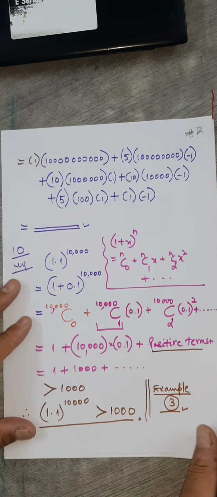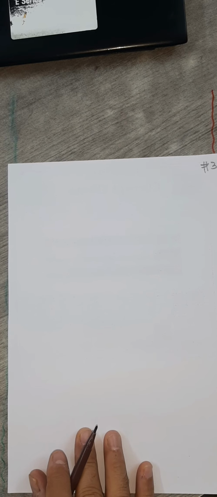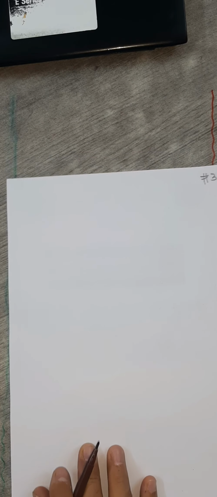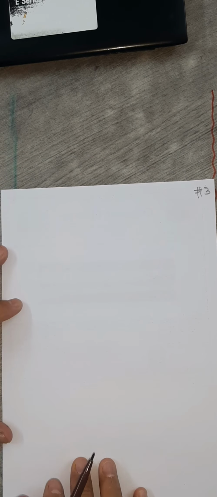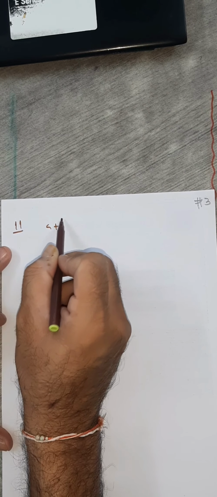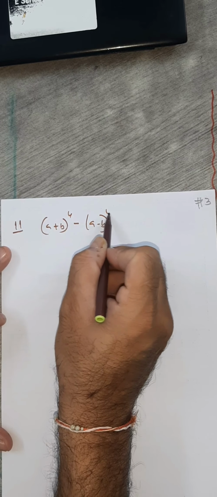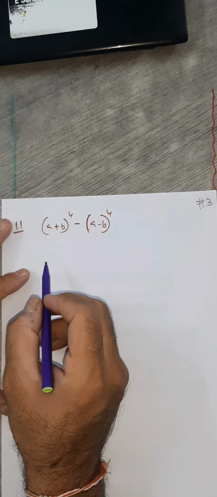Okay, fine. Now, next question. The next question is, you find the value of a plus b the whole raised to 4 minus a minus b the whole raised to 4. So how we'll do this? We expand both by binomial and we just get the difference.